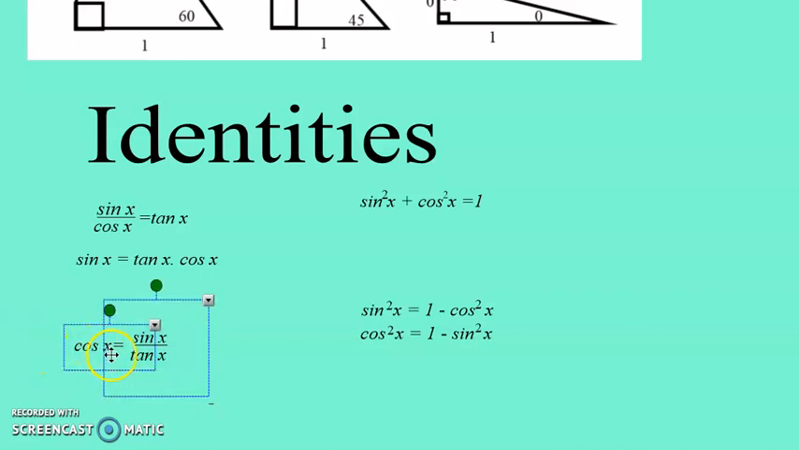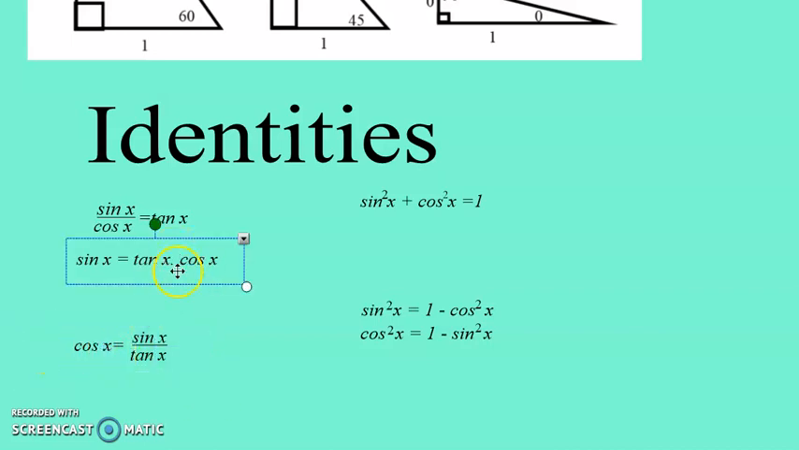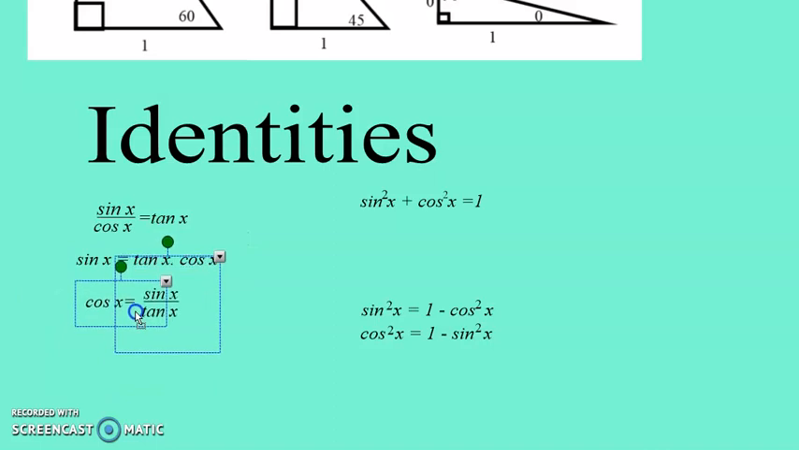If I want to go from here and make cos the subject of the formula, all I need to do now is divide by tan on both sides. Tan will cancel out tan, and I'll be left with cos of x is equal to sine of x divided by tan of x. The identity sine square x plus cos square x is equal to 1.